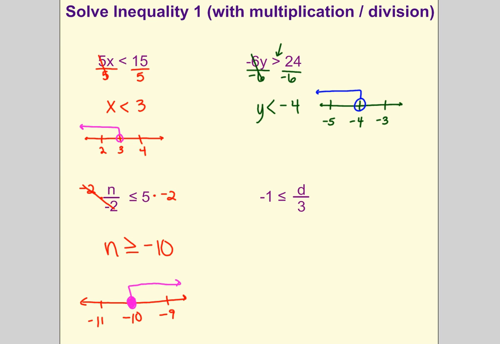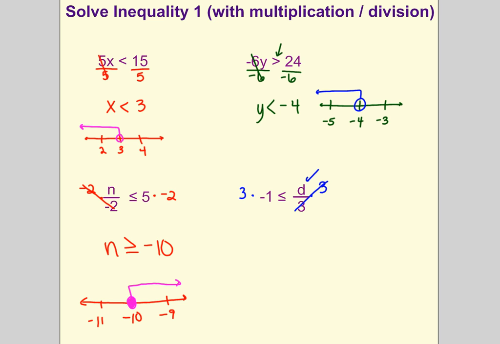Alright, this last example, we have to figure out where our d is. This time it's over here on the right, and we're dividing by a positive 3. So from the beginning I can tell that I will not have to flip the inequality on this one, because when we solve, we'll multiply both sides by positive 3. And when you multiply by a positive, nothing changes. The only time you flip the inequality is if you're multiplying or dividing both sides by a negative number.